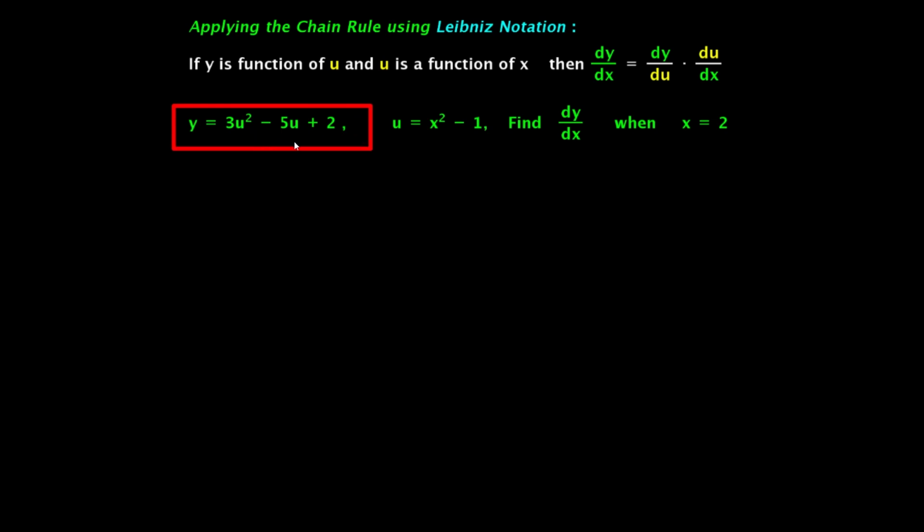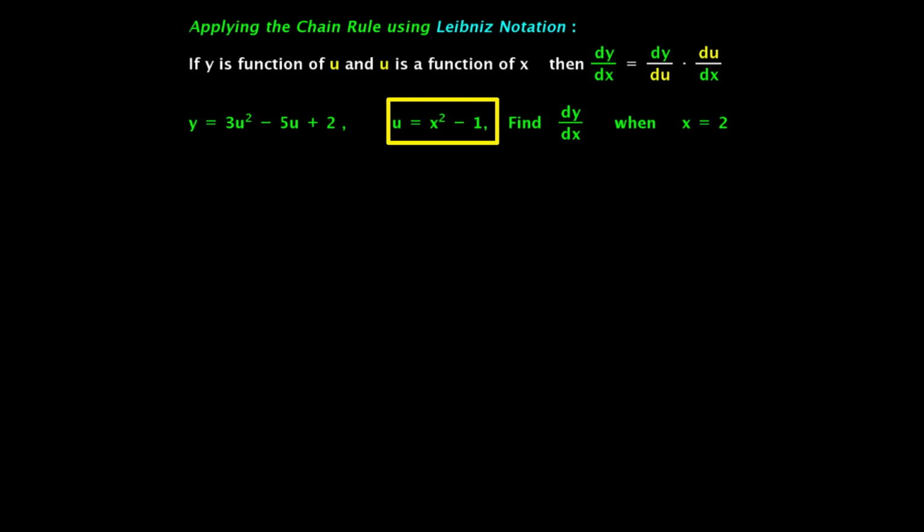Y equals 2u squared minus 5u plus 2. Basically, y is a function of u, so we have to find the derivative of this with respect to u. We can't apply dy dx. Next example, if we have another notation like u equals x squared minus 1, it means u is a function of x. We have to find the derivative of u with respect to x.